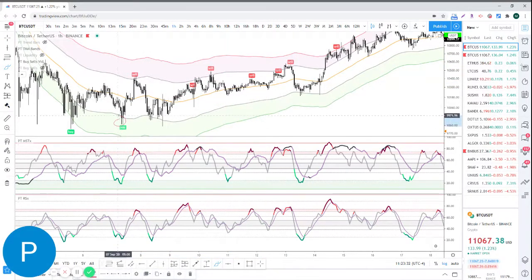Look how clean this is. You want to take your buy, take your buy. Take a short, take a short.